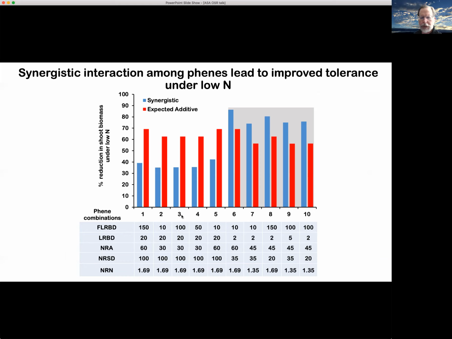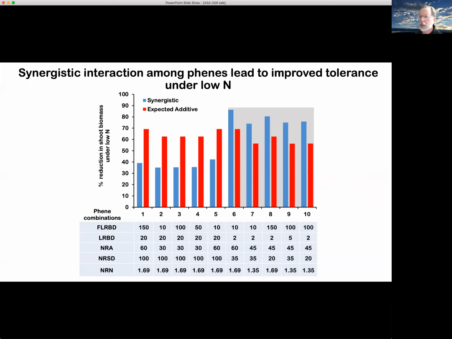In this figure, I'm showing 10 phenotypes, 1 to 10, and we're graphing those as a function of percent reduction in shoot biomass under low nitrogen. So the lower the number, the better the plant performance. If we estimate the expected contribution of each phene state to plant performance just through additive effects, we have these bars in red. And there's not much difference among the phenotypes if we look at their additive contributions, just adding up the contribution of each phene state, such as having higher branching density or having shallower growth angles.